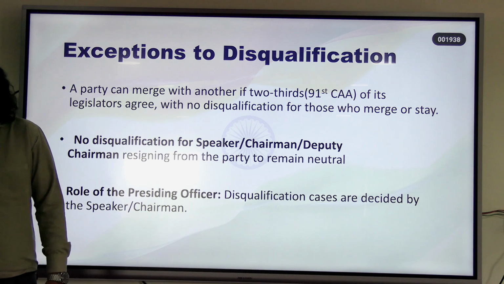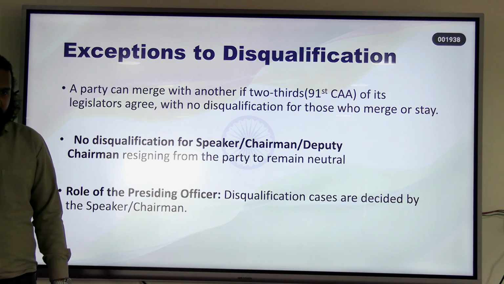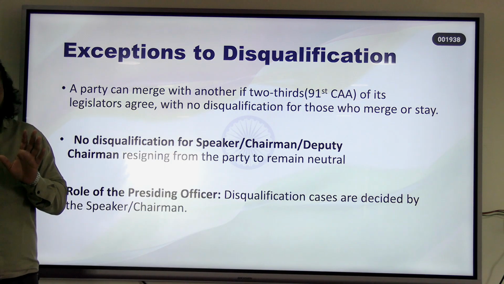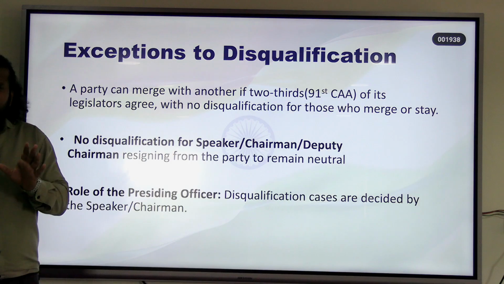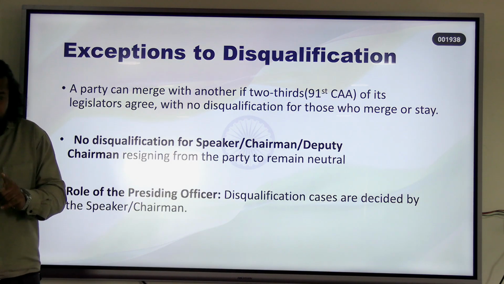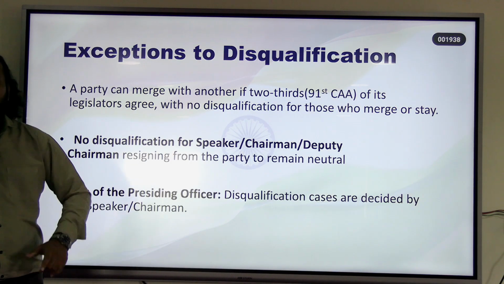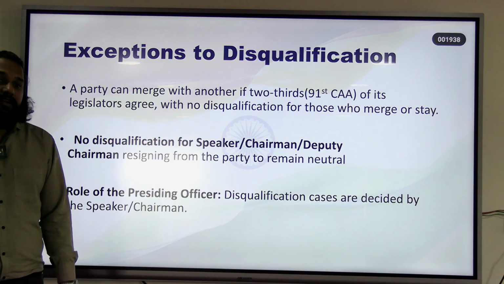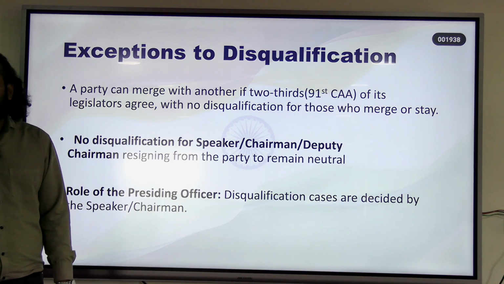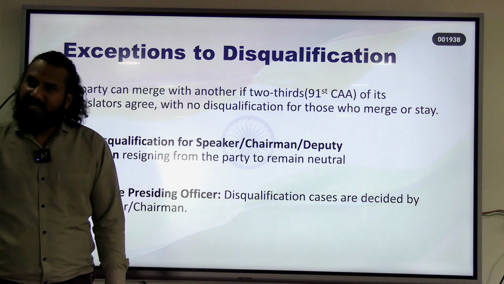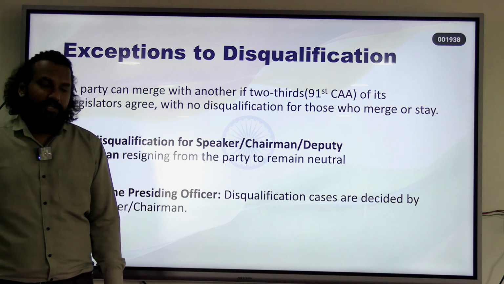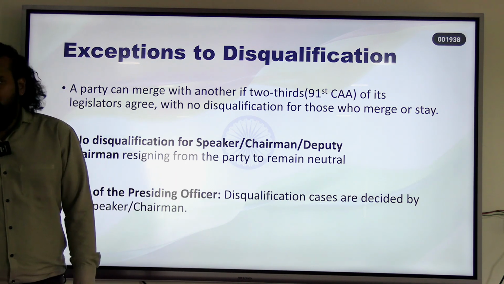Then who decides the disqualification on the grounds of defection? The presiding officer. In case of Lok Sabha, we have a speaker. In case of Rajya Sabha, we have a chairman. In case of state assembly, we have a speaker. In case of state council, we have a chairman. So those people will determine. That means, in short, the presiding officer will determine the disqualification on the grounds of anti-defection law.